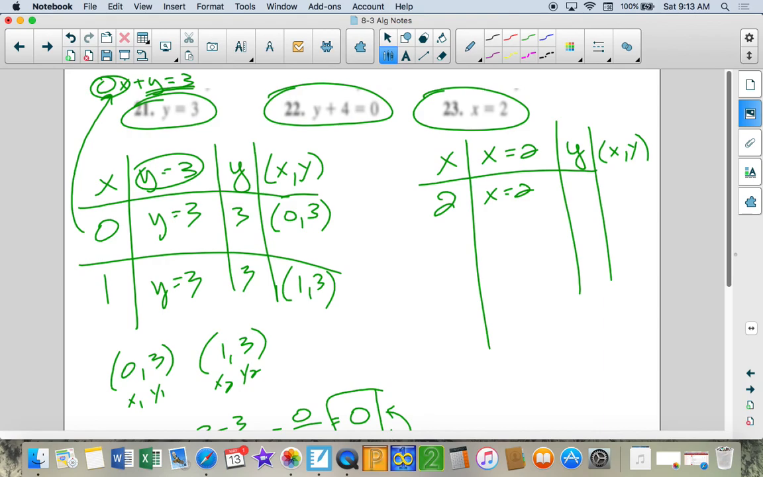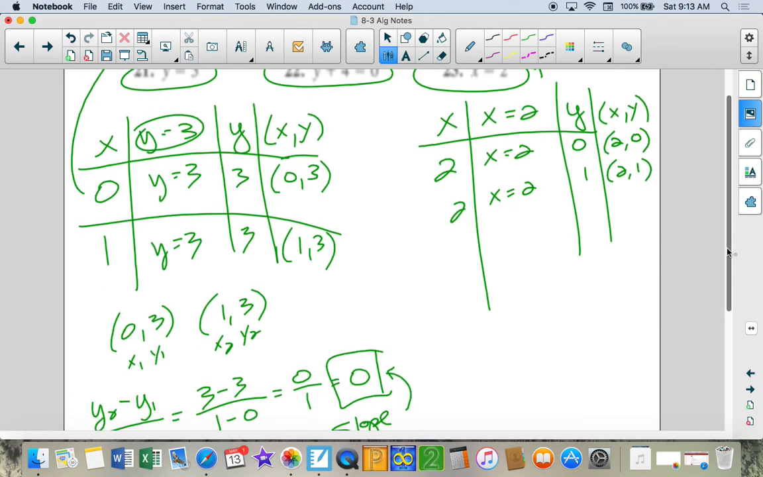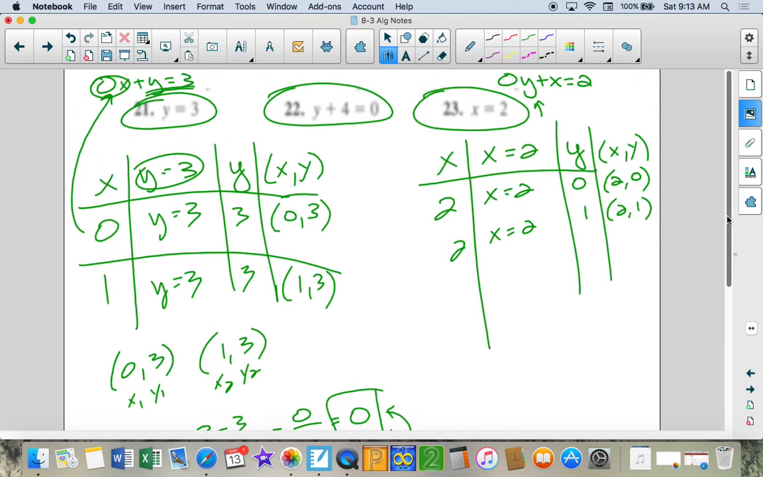What's my y? Well, technically in this problem, we're not plugging in x. We're really plugging in values for y. So much like this equation, this one really says 0y plus x equals 2. So we are going to plug in for y. If we plug 0 in for y, what do we get for x? 2. What's the other value? 1 for y, we get x equals 2. So my coordinates are going to be 2, 0 and 2, 1. A little advanced, it will definitely stretch your brain a little bit.